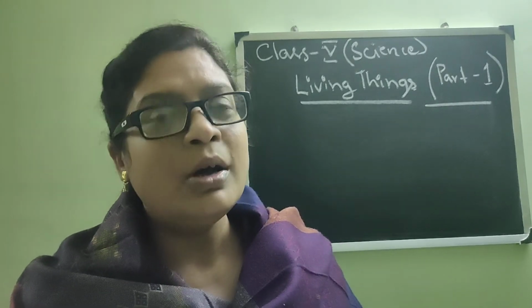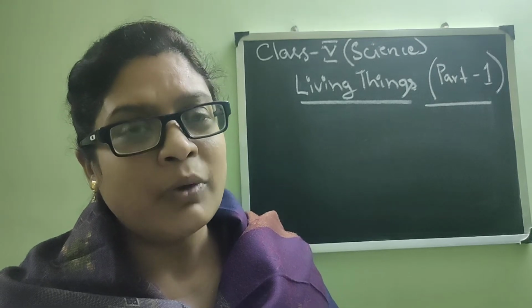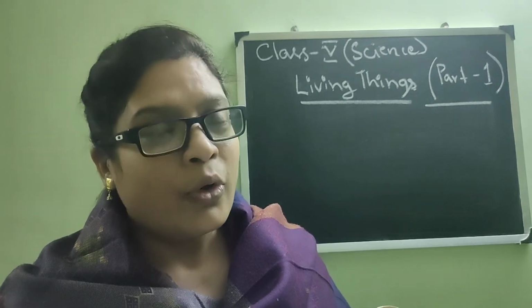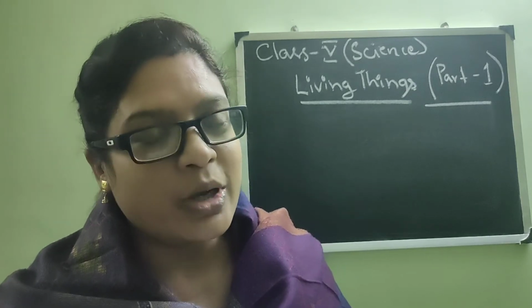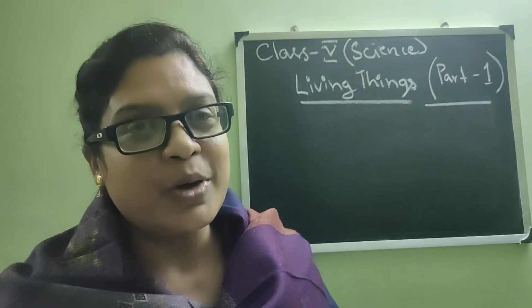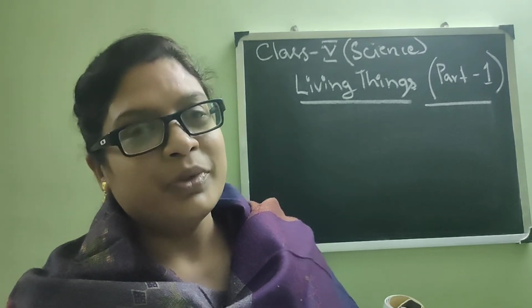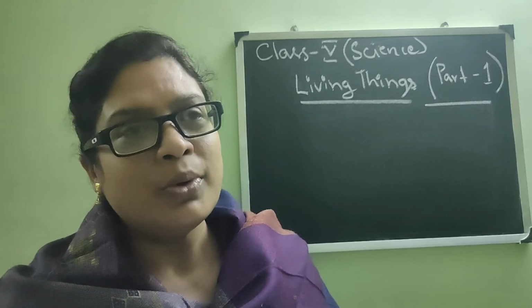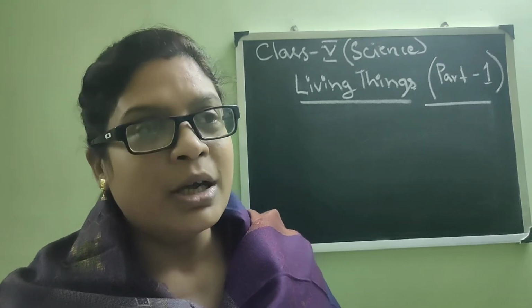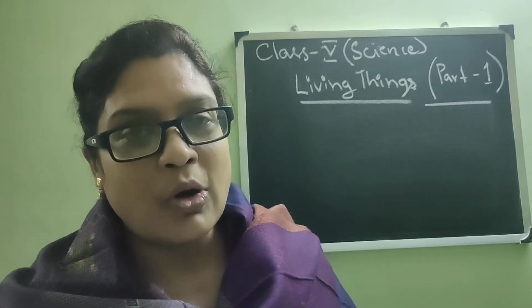So here also again some recapitulations of the previous chapter, what you have done in your class 4, and in addition some more information you are going to get about living things as you are a little bit grown up now. So this chapter is about living things. So as you know, in our environment you can see different types of things, isn't it? Some are living, some are non-living.